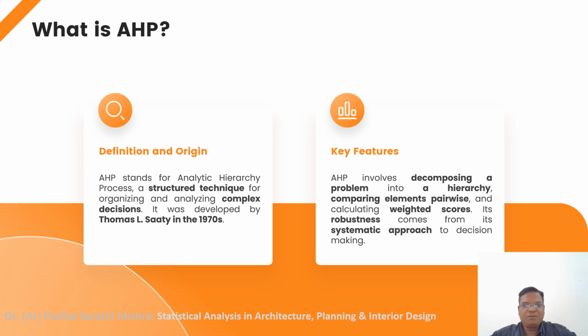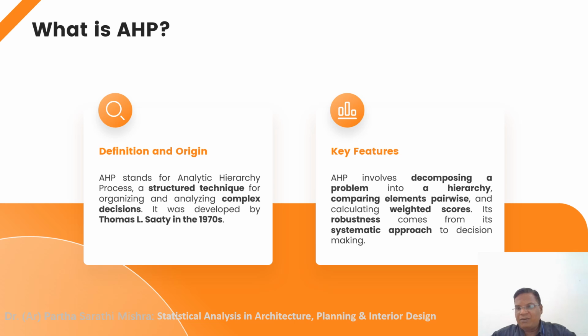So this process, the AHP process, was developed by Thomas L. Saaty in the 1970s. The major key features of AHP are like this: the AHP process involves decomposing a problem into a hierarchy in the sense of parameters. Suppose we have level 1, level 2, level 3, up to n number of levels in a framework or structure, while also comparing elements pairwise. Elements pairwise means we have variables, parameters, and attributes, and we can compare them one by one.